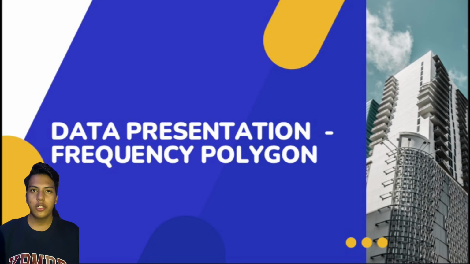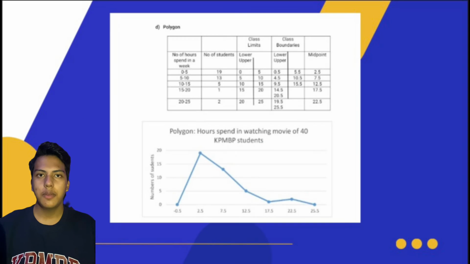The next graph is the polygon graph, and the data is the same as the histogram graph. The only difference is we use the midpoint and the number of students for this graph.